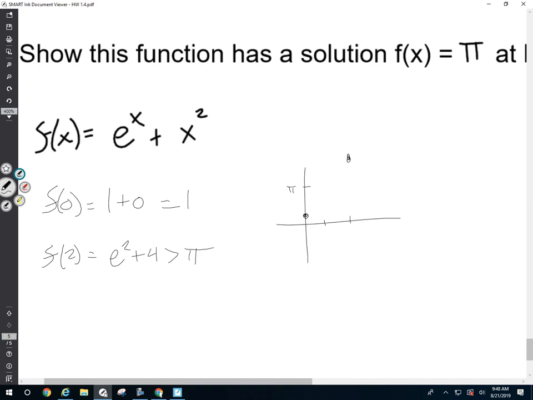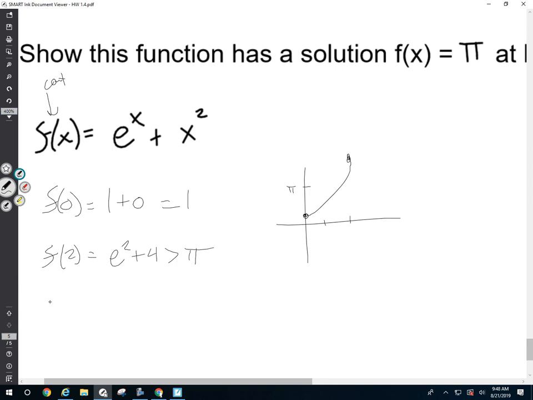This doesn't have a denominator. It's never going to equal 0 in the denominator. It doesn't have any discontinuities. This is continuous. So I know somewhere between (0, 1) and (2, e squared plus 4), I have some solution where this is equal to pi. Am I going to try to solve this equation set equal to pi? No. The intermediate value theorem just guarantees the existence of said solution.